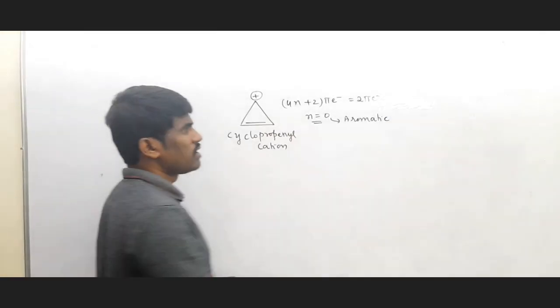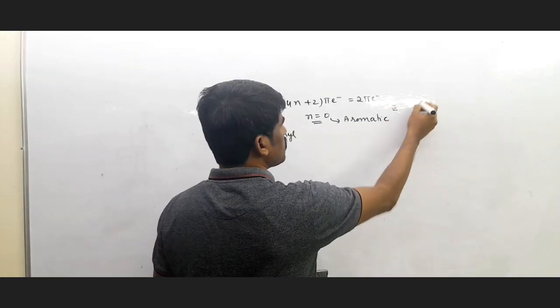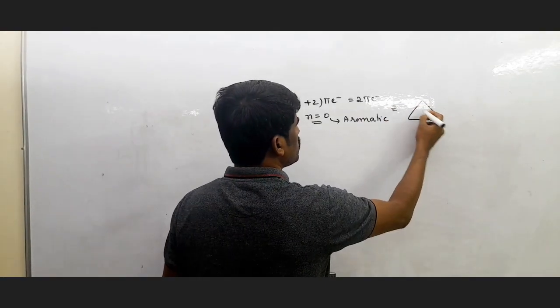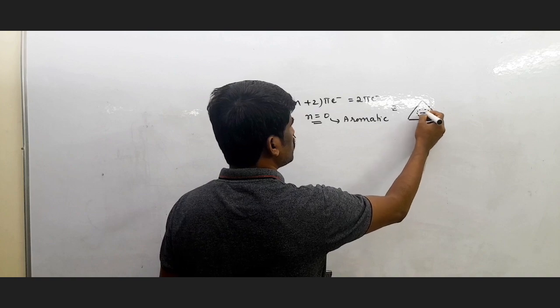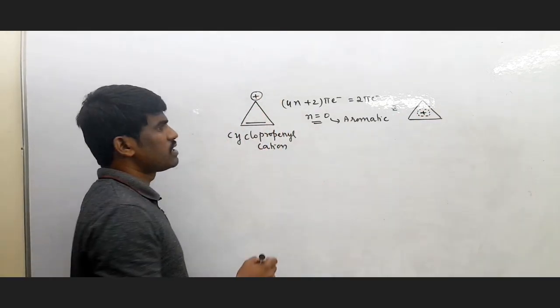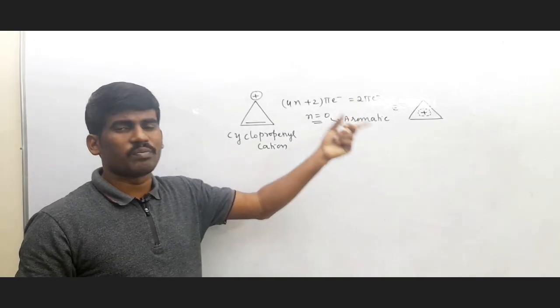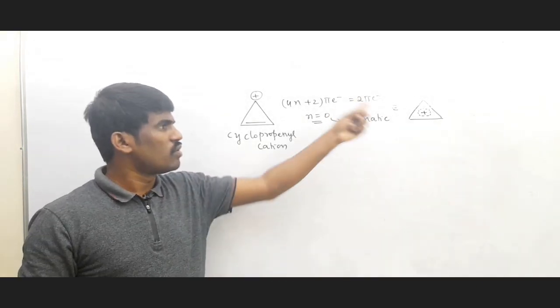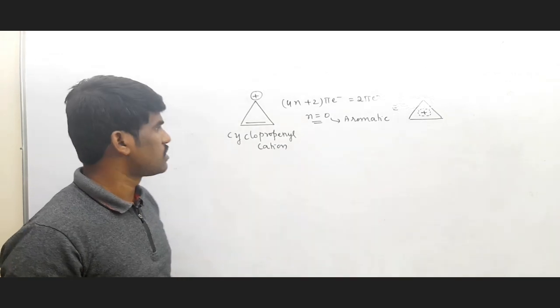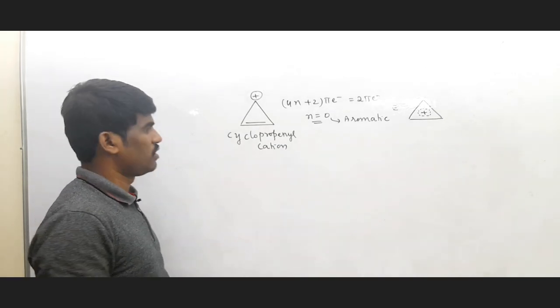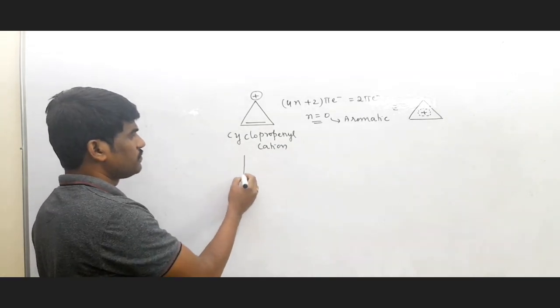But if you write the resonance hybrid of this, in this the positive charge is delocalizing. Throughout the ring, positive charge is getting delocalized, and hence I have represented the resonance hybrid with positive charge. It indicates throughout the ring positive charge is delocalized. It is cyclopropenyl cation.